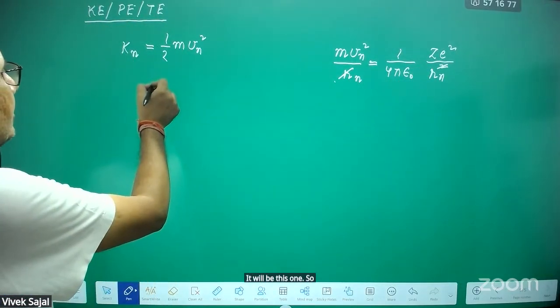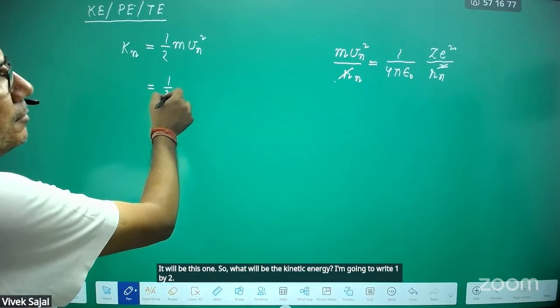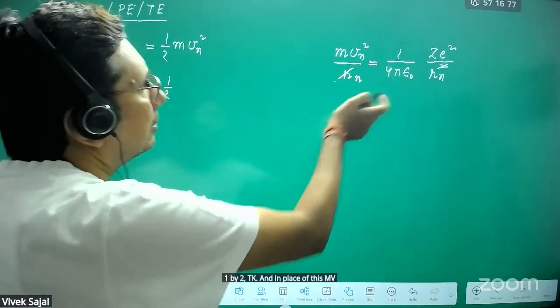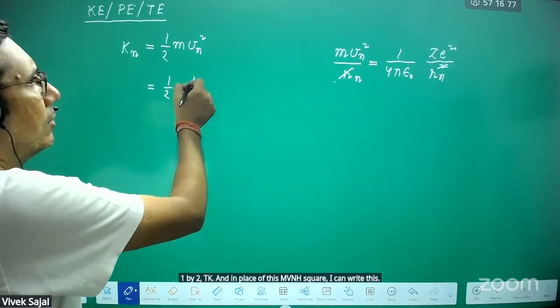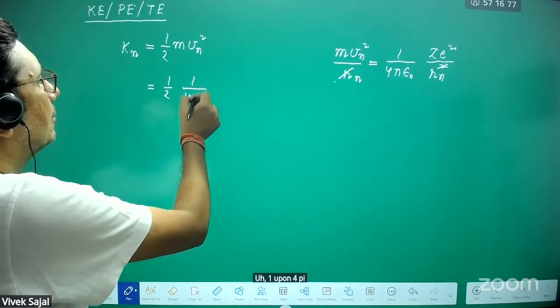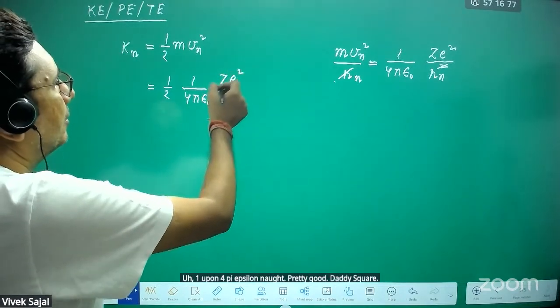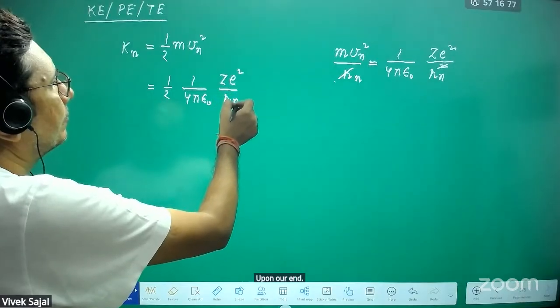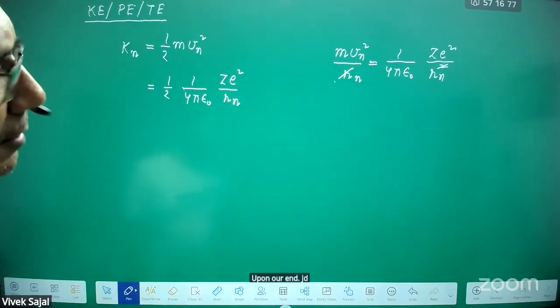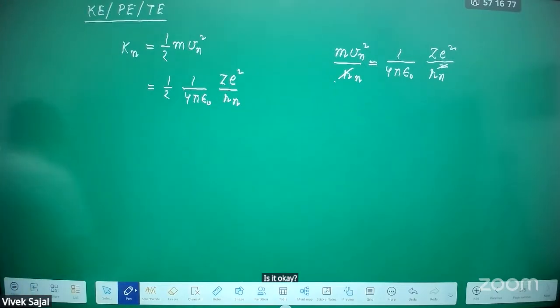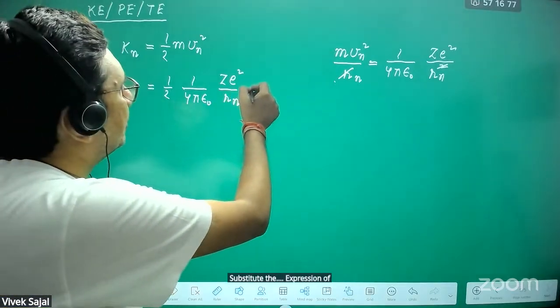So what will be the kinetic energy? I am going to write 1 by 2, and in place of m v_n square, I can write 1 upon 4 pi epsilon naught Ze square upon r_n. Okay. Now substitute the expression of r_n here.